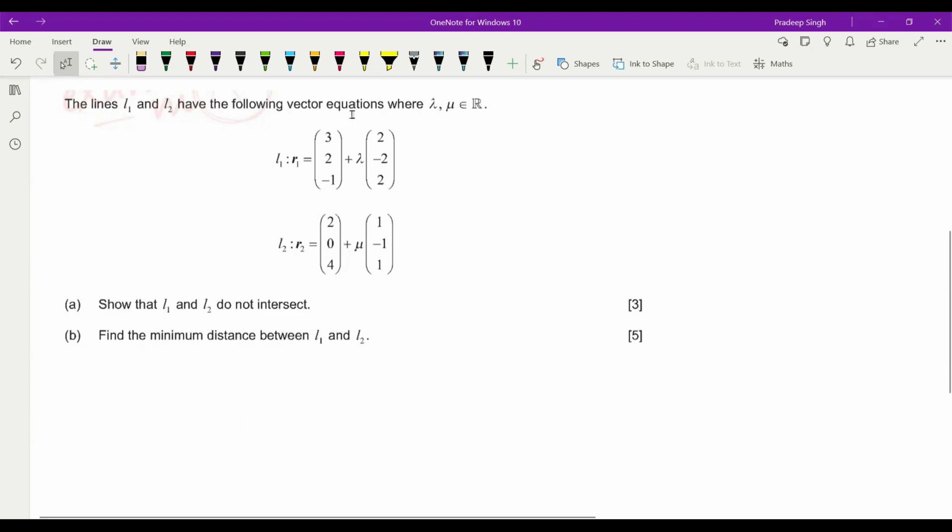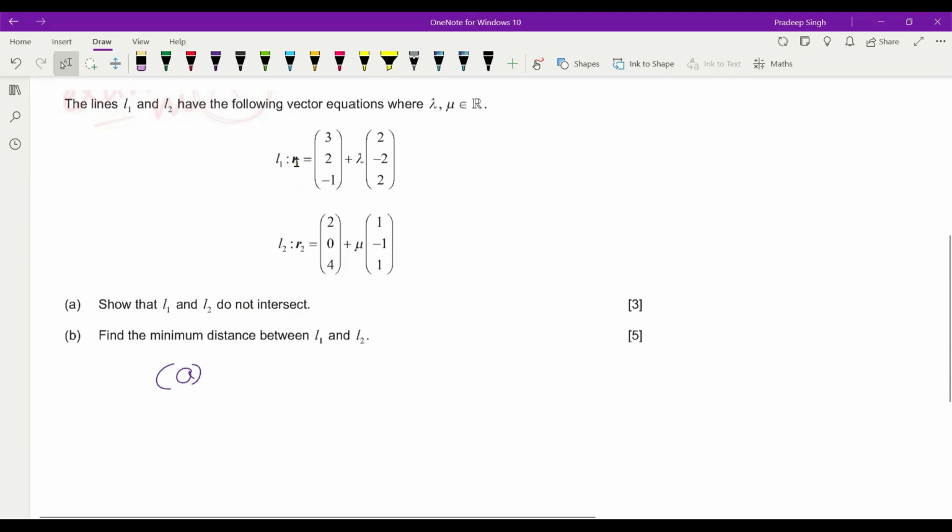After you make that assumption, we make some calculations, and if we are able to prove that our assumption was incorrect, that's a way to prove L1 and L2 are not intersecting. So let's start. For part A, we are going to start with the assumption that L1 and L2 are actually intersecting. Now, whenever the lines intersect, their x, y, and z coordinates are going to match.